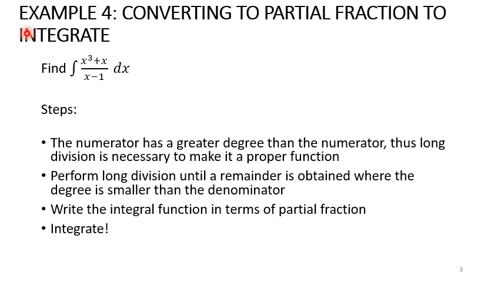Right, so you can see this example 4 here. You want to convert to partial fractions in order to be able to integrate it. If you want to integrate this function, x to the power of 3 plus x divided by x minus 1 with respect to x, these are the steps that you can see based on your book. You just look at the numerator. It has a greater degree than the denominator. It should be denominator here, okay?